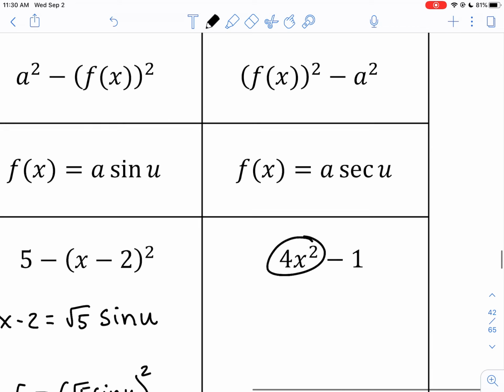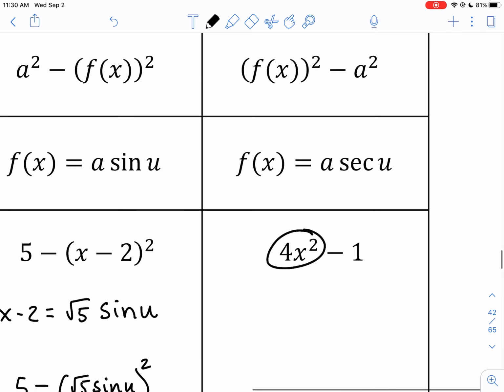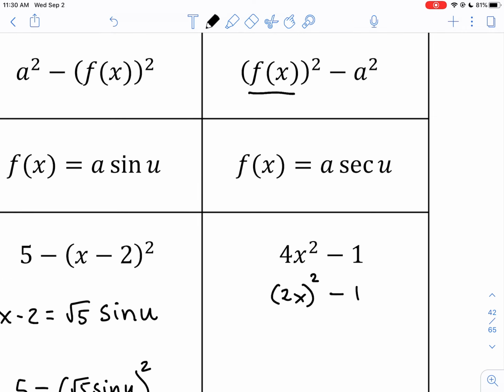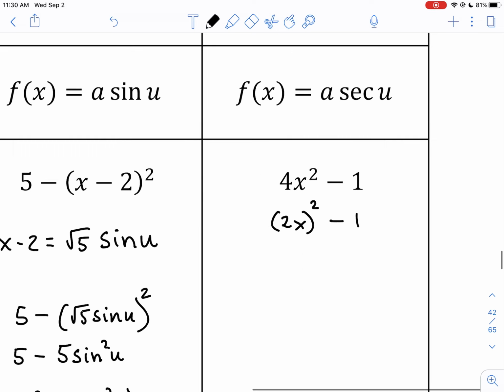What function is being squared here to lead to 4x squared? In other words, if you were to change this to something squared minus 1, what would that something be? You should just have a 2x sitting right there. So you do see something being squared, minus a constant. So the function being squared, which is 2x, we set equal to a secant u, where a is the square root of this constant. So in this case, just a 1, then secant u.